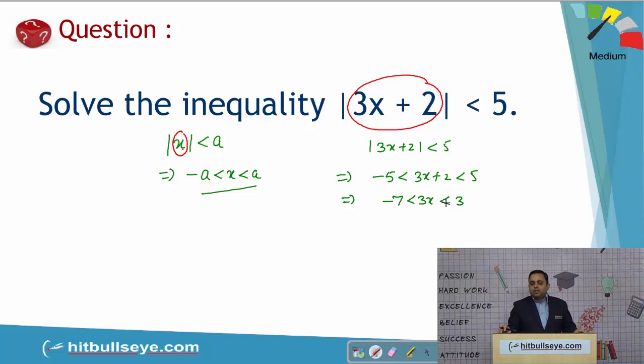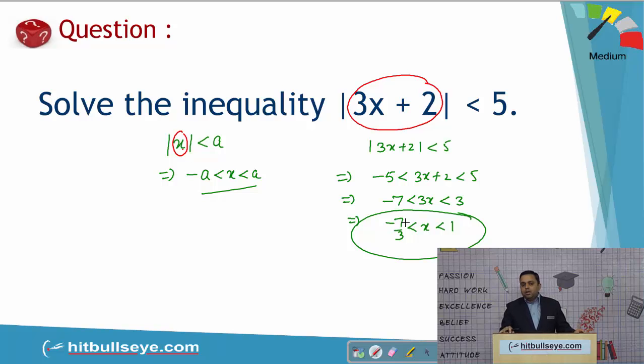Just remember one thing: whenever you multiply or divide both sides of an inequality by a number, the sign of the inequality remains unchanged if you multiply or divide by a positive number, but if you multiply or divide by a negative number, the sign of the inequality will change. Here I am dividing the whole inequality by 3, which is a positive number, so it will not affect the sign. The final result will be minus 7 by 3 less than x less than 1. This is the solution of the given inequality. I hope you all have got the point.